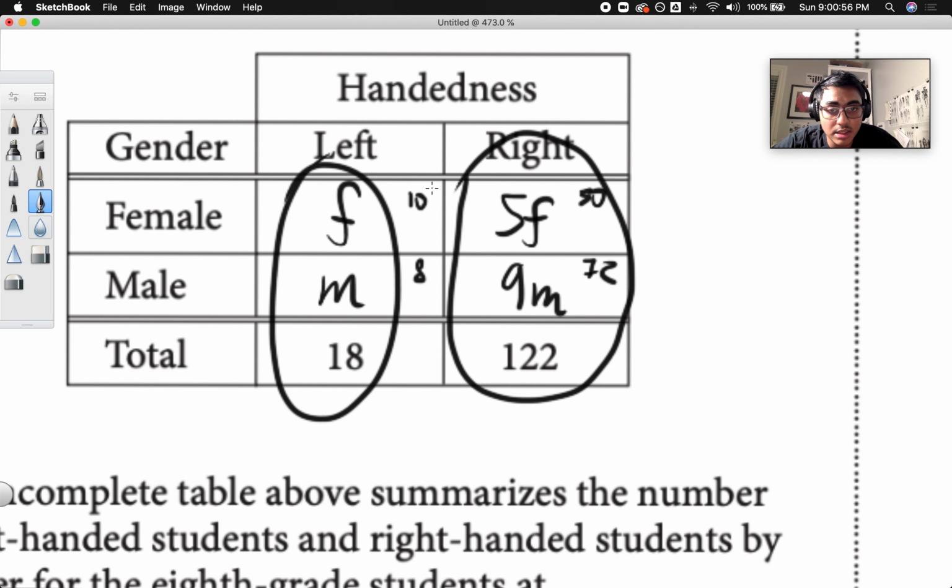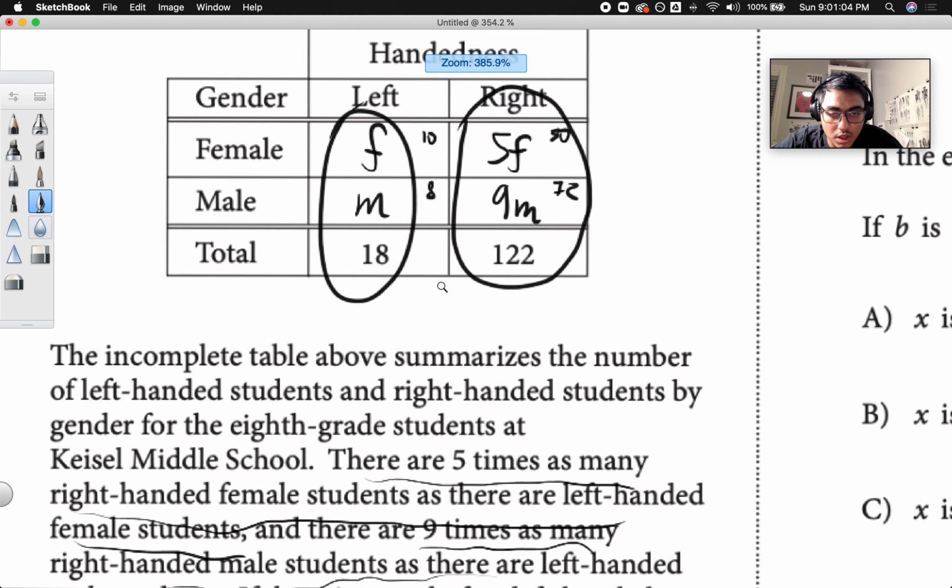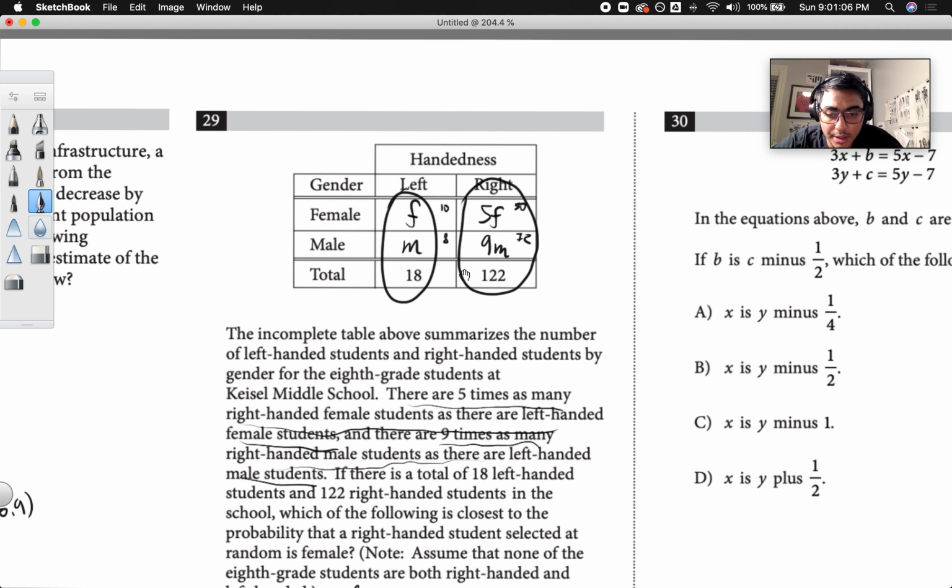And this makes sense, you can double check. 10 plus 8 is equal to 18, and 50 plus 72 is equal to 122. So it all works. So now we just have to figure out the probability.